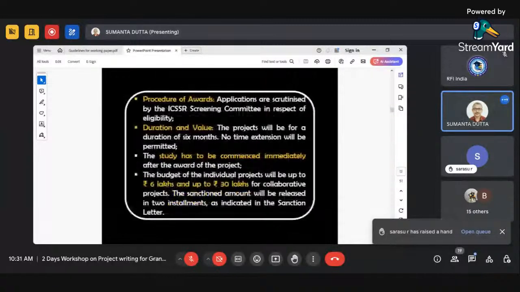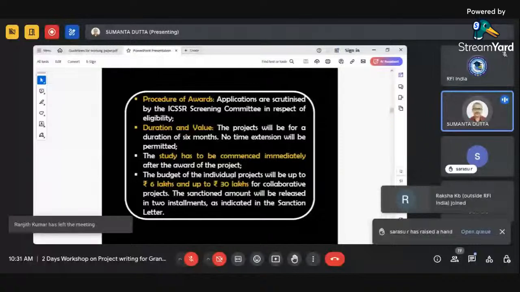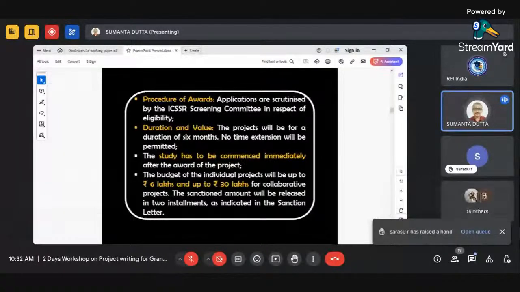Once we submit the project proposal, it is passed to a screening committee based on eligibility. They will first scrutinize the eligibility of all the project directors and project coordinators, and then they scrutinize the research proposal. Generally, I told you the project will be carried forward for a duration of 6 months for the short term; for a longer term, extension will be permitted. I already mentioned that the amount may vary from 6 lakh to 30 lakh, from minor to major, for individual to collaborative projects.